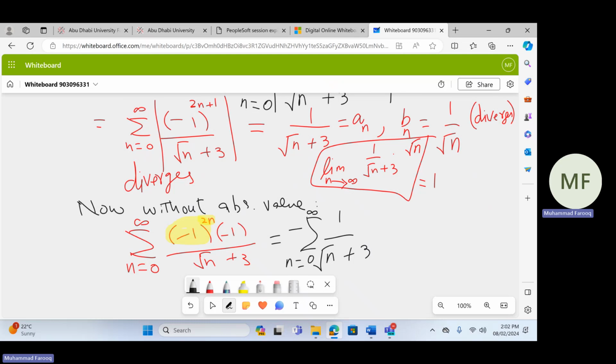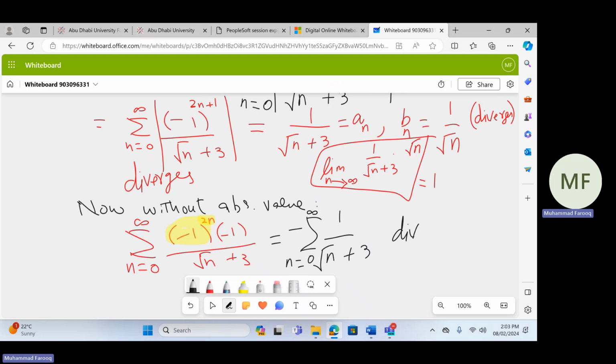This series is basically this one. Yes or no? And what's the answer? Divergent. So without absolute value also divergent. So is the condition satisfied? No. If it's the same steps, there's no need to repeat. I did the same thing and checked it already, so don't waste time, because it's the same thing you are getting again.